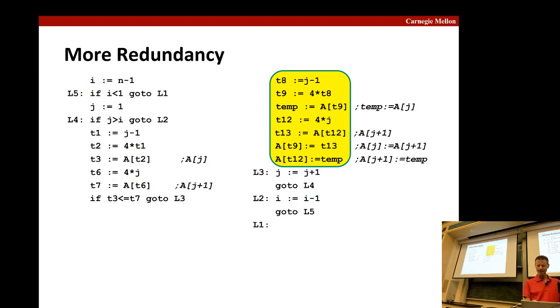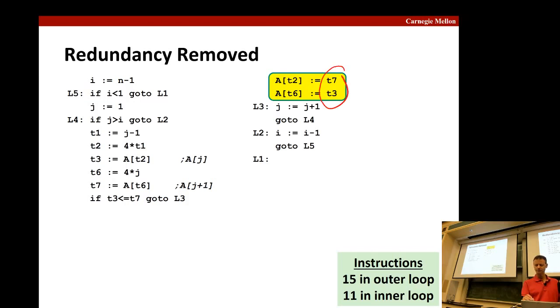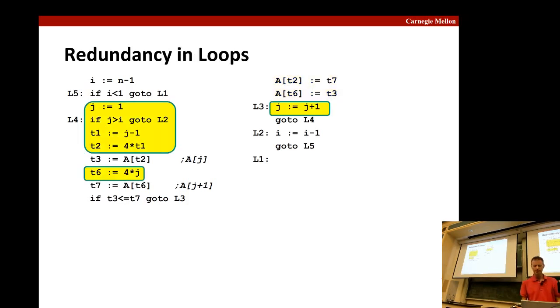So let's back up a second. We already had a sub j hanging out in temporary 3, and a sub j plus 1 hanging out in temporary 7. So doing all this work to compute their addresses and retrieve their values is not needed. We can just use the temporaries that we have stored. Okay, so now we're down to 15 and 11. So good.